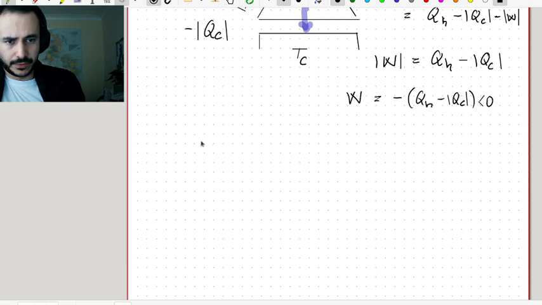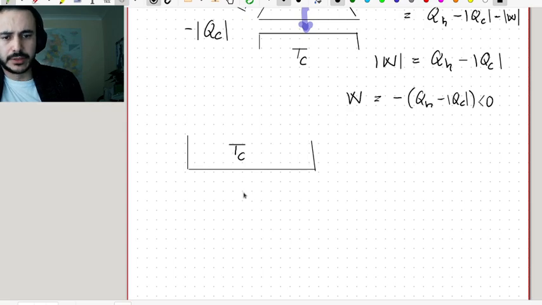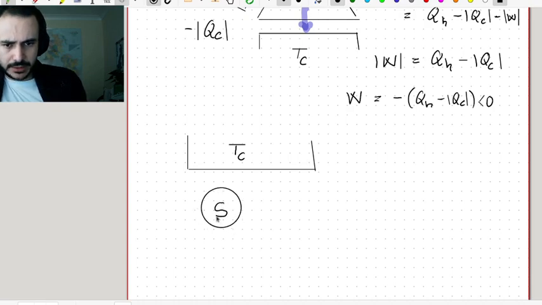For this, let's first say that Lord Kelvin's statement is not true. In that case, I would be able to take a heat bath at some temperature, let's call it T cold, and take a system S, and this system, cyclically operating, is going to be able to extract some amount of heat from this heat bath and deliver it as work.